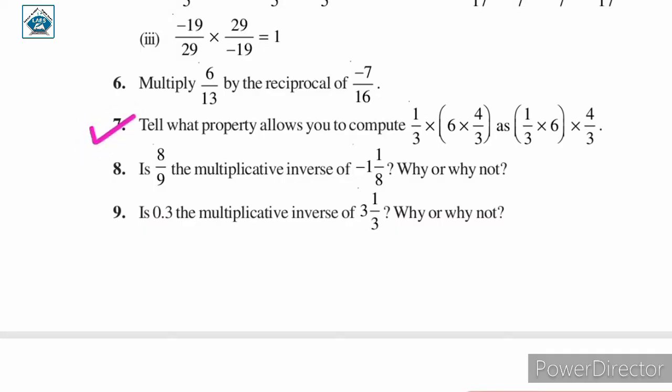Question number 7. Tell what property allows you to compute 1 by 3 multiplied by 6, multiplied by 4 by 3 as 1 by 3 multiplied by 6 multiplied by 4 by 3. So here, as you can see, first we multiply 6 with 4 by 3 and then we multiply that product with 1 by 3. Now we can compute this as 1 by 3 multiplied by 6 and whatever the answer may be, it will be multiplied with 4 by 3. These both are equal. So here what we are asked is, tell what property allows you to compute it in this way.